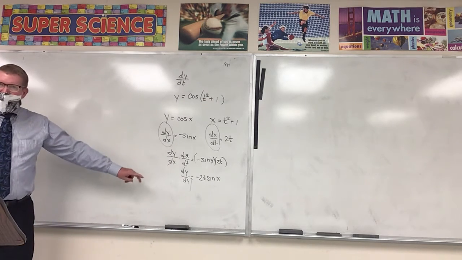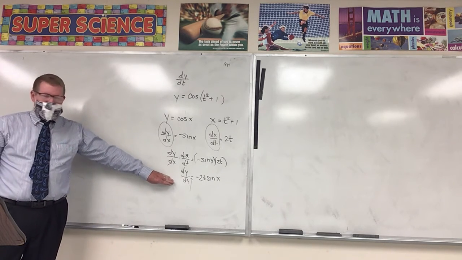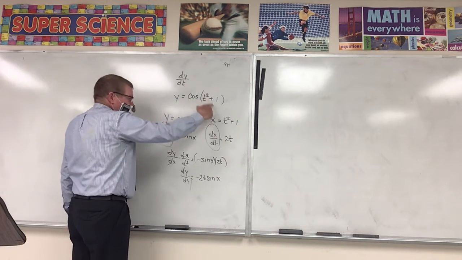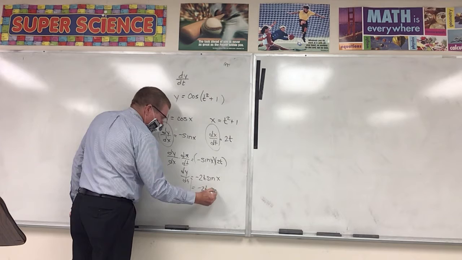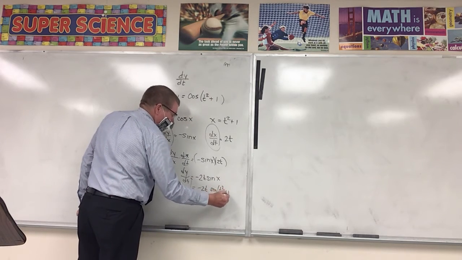But again, here I want t involved, not x. So I take my x and substitute it back in. Negative 2t sine of t squared plus 1.